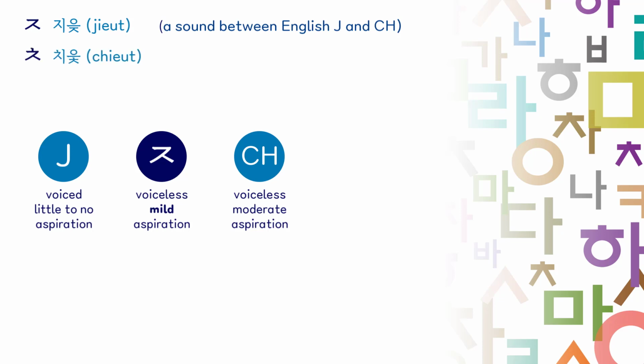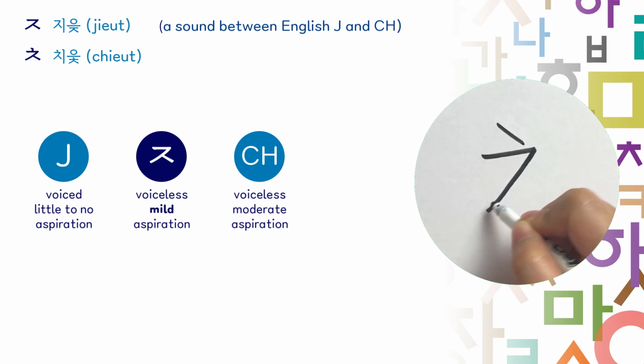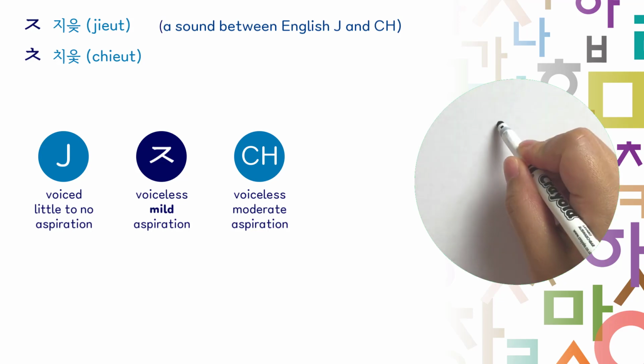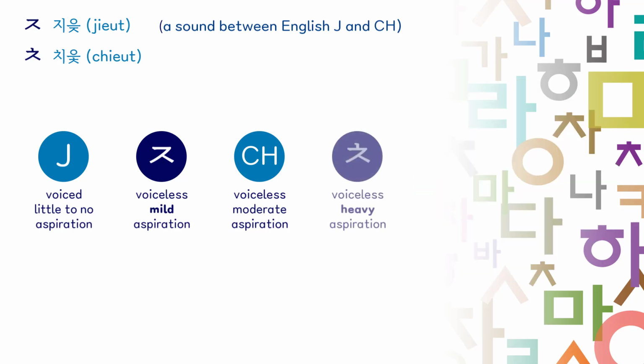Now, the heavily aspirated sound that's similar to CH in Korean is 치읓. And 치읓 is written like this. Now, 치읓 is a voiceless sound with heavy aspiration. So this is ch, ch, ch.